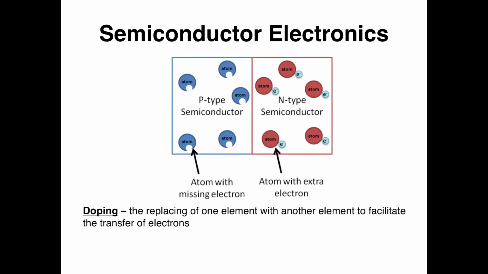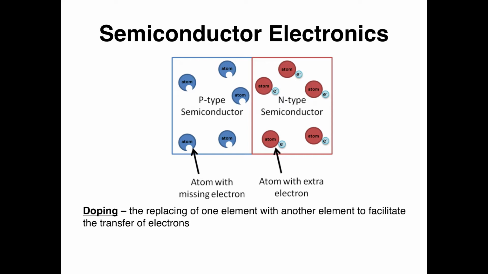Now, doping is the process of placing one element with another element to facilitate the transfer of electrons. So on the right here, you have an atom that has an extra electron, so it does not necessarily allow for the passage of electrons very easily. On the left, you have an atom which is missing electrons and allows for the easy passage of electrons.